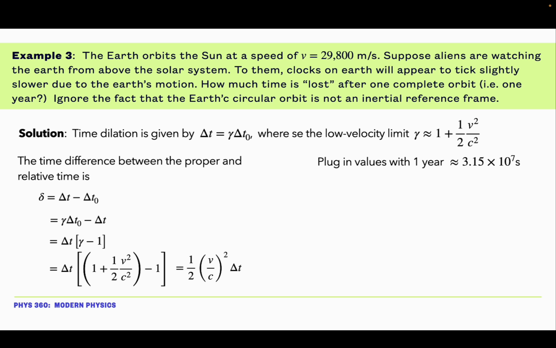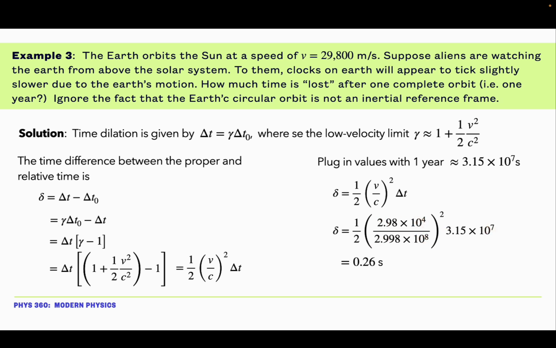We'll plug in the number of seconds in a year, which is about 31 million seconds. We plug in the velocity of the Earth divided by the speed of light, times the number of seconds in the year, and we get about a quarter of a second, which is kind of interesting. Because of the velocity of the Earth as we're going around the Sun, every year someone would see our clocks as running about a quarter of a second slow compared to their own clocks if they were in an inertial reference frame in the rest frame, say, of the Sun.